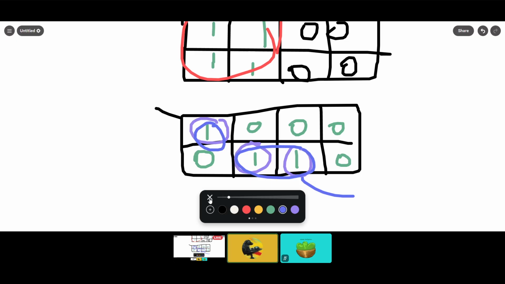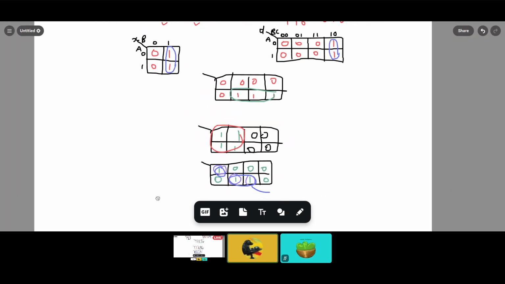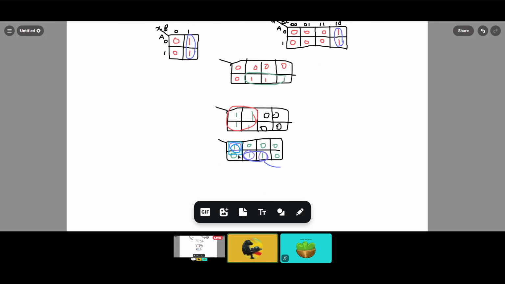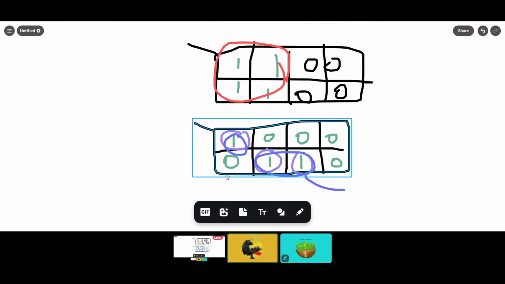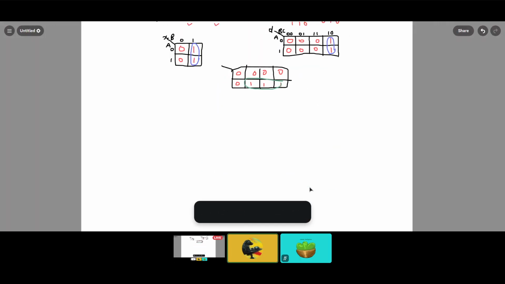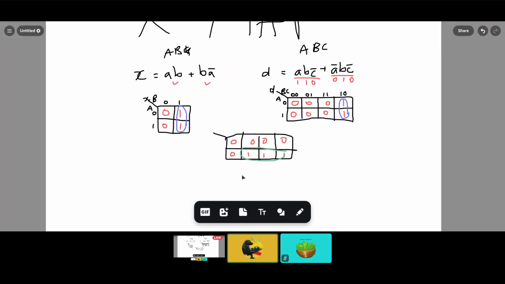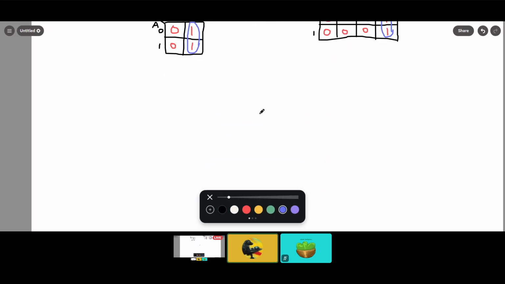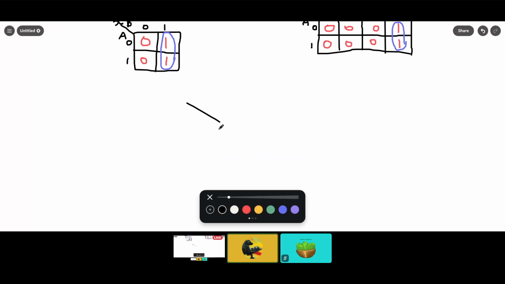So before we talk about how the groups even create the expressions, you must create the least number of groups. You must understand this. Okay, so now I'm going to finally go into how a kmap with the groups actually helps us simplify.